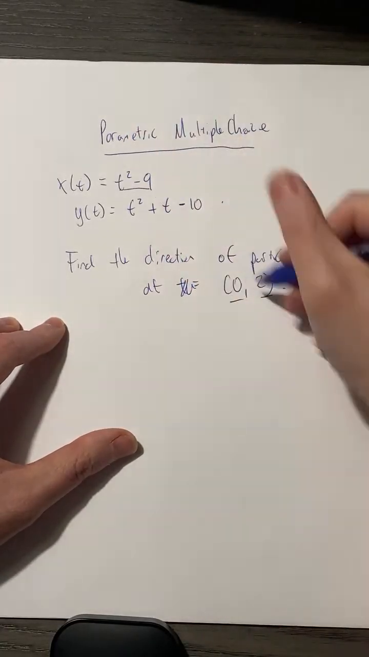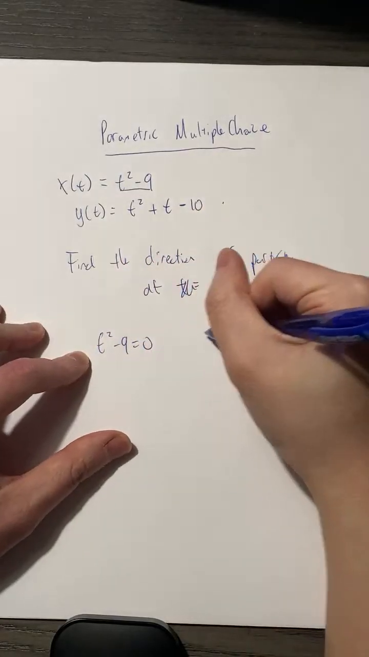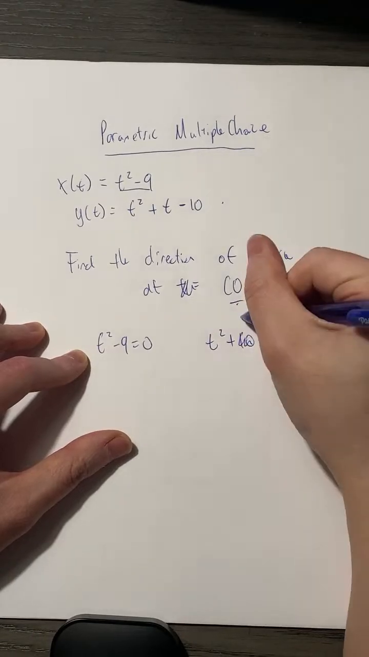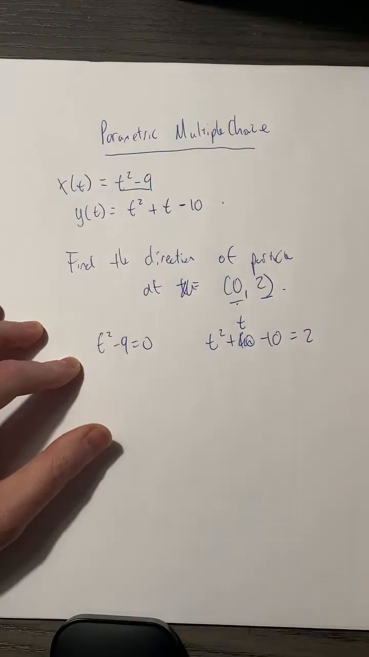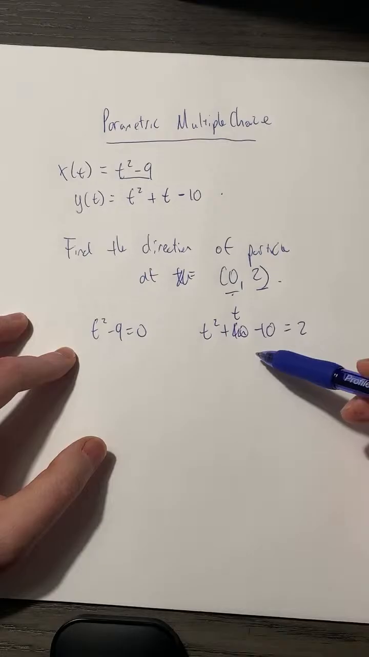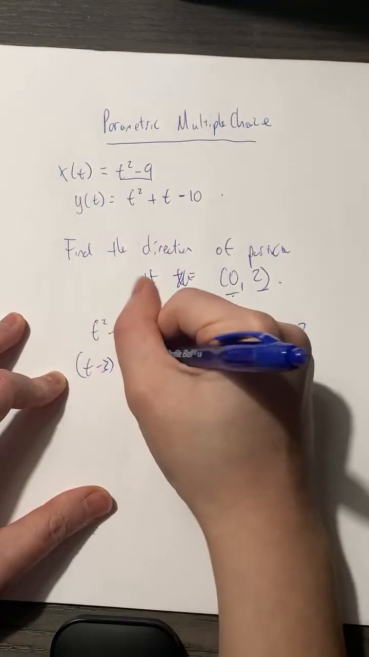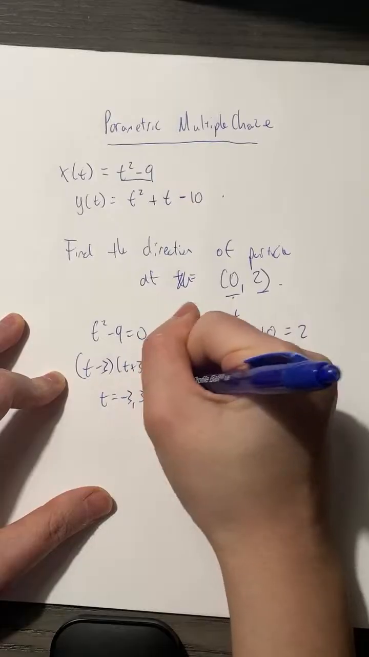So we set the x-coordinate equal to 0. Then you set the y-coordinate equal to the number. And then you try to solve these. And usually, again, you might have calculators. So you get t minus 3, t plus 3, and you get t is equal to negative 3 and 3.